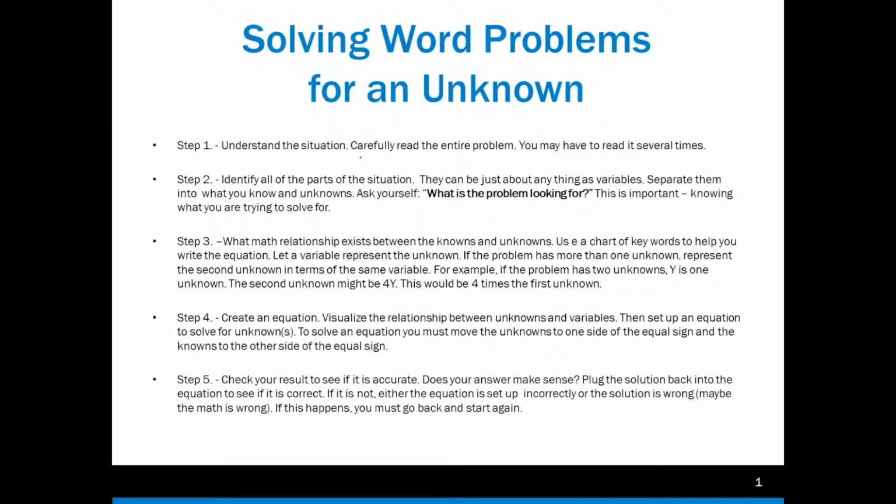Solving word problems for an unknown. I have several slides here, and this first slide shows the steps, the process that you would go through for solving word problems.